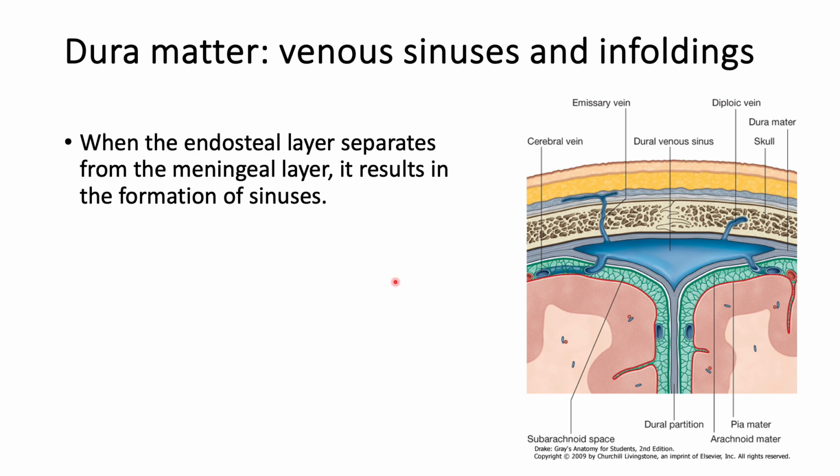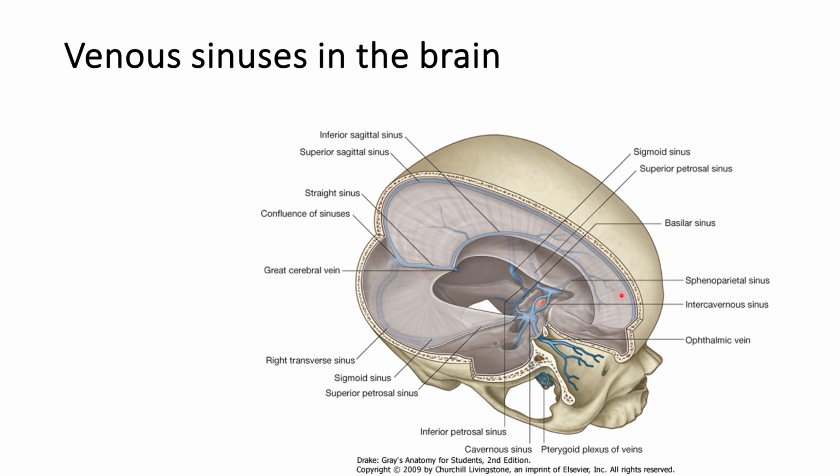Whenever the endosteal and meningeal layers separate, as I said earlier, they form sinuses. This is one typical example, the dural venous sinus, also known as the sagittal sinus. The sagittal sinus can be superior or inferior, and they move along the margin of the falx cerebri. So there's one down here, which is the inferior sagittal sinus, and there is the superior sagittal sinus. You also have the straight sinus, and at its anterior end you have the great cerebral vein.